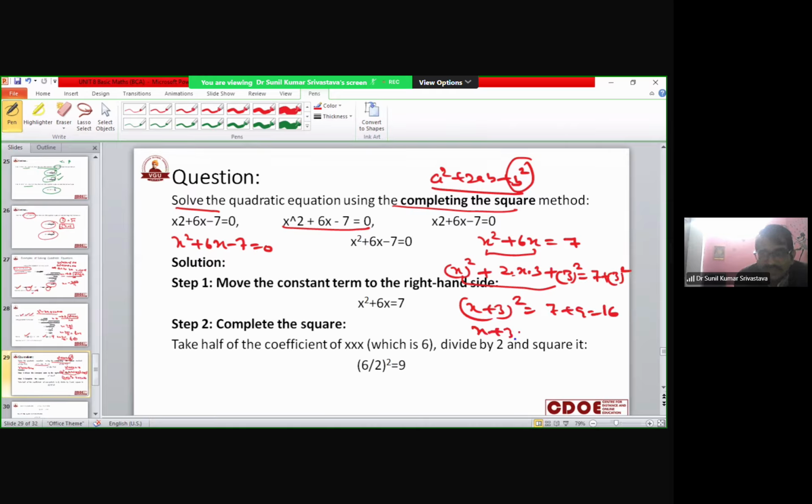x plus 3 whole square is equal to 16. So x plus 3 is equal to plus minus 4. If we take plus 4, x is equal to 1. And if we take minus 4, x is equal to minus 7.